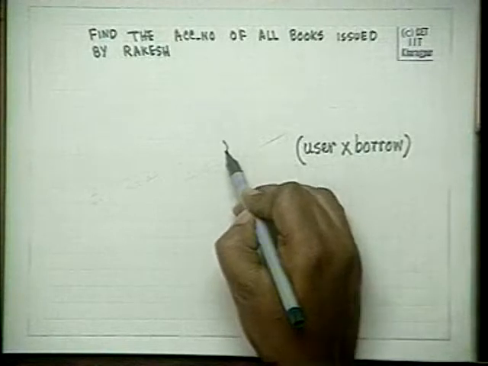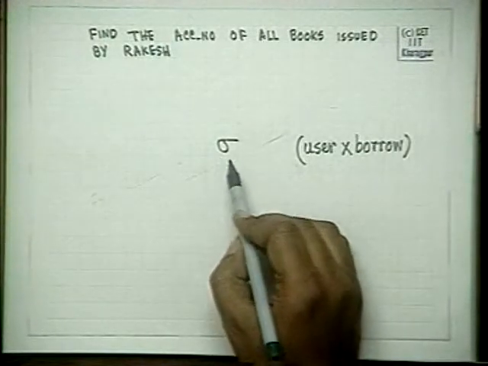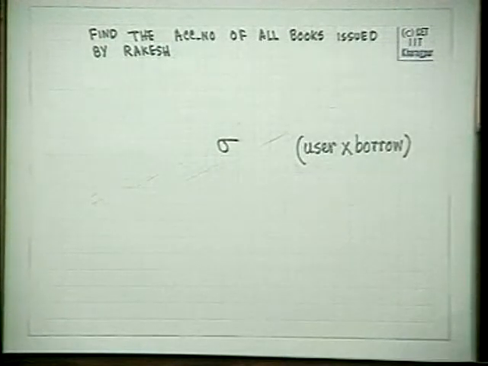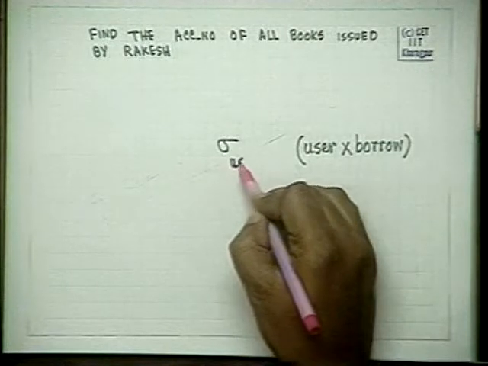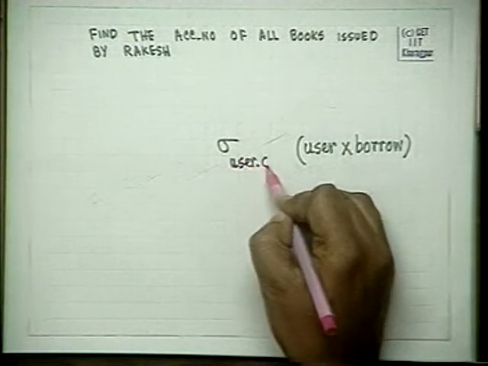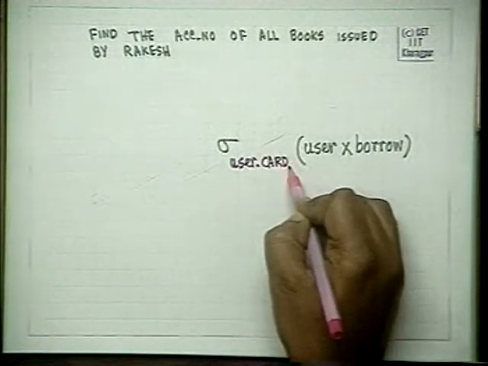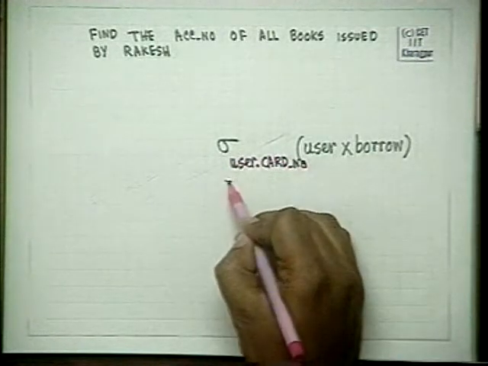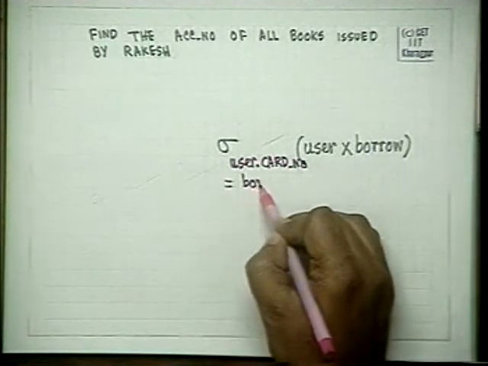So I will select out from there two types of entities. One, I will select out user dot card number must be equal to borrower dot card number.